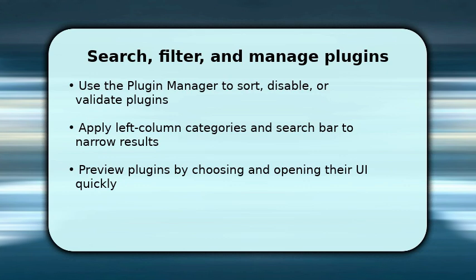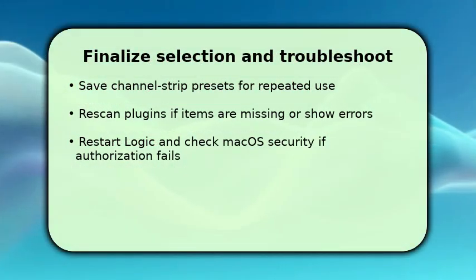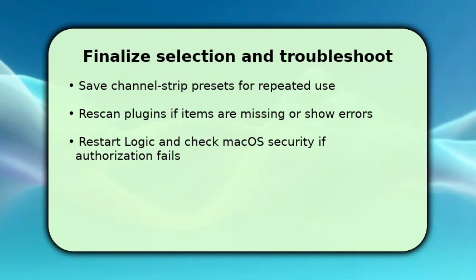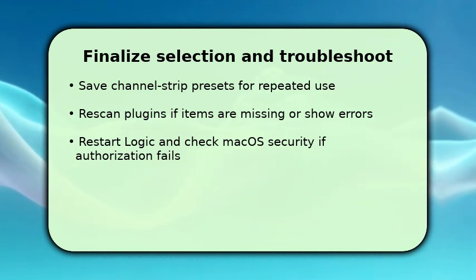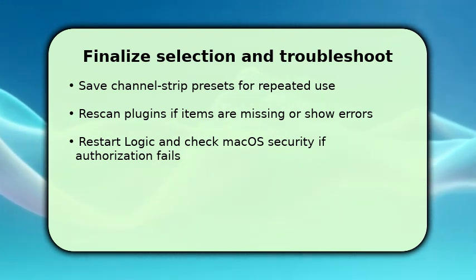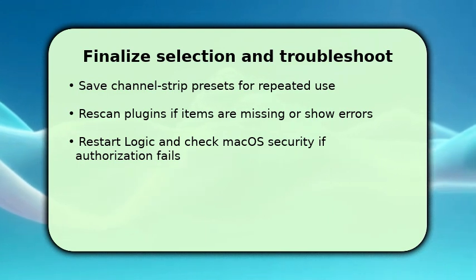You finalize by loading the chosen plugin and adjusting parameters to taste, then save that channel strip as a preset so you can recall the exact chain later. If a plugin is missing, run a rescan in Plugin Manager or force a validation to rebuild the list. This often fixes misindexed audio units.